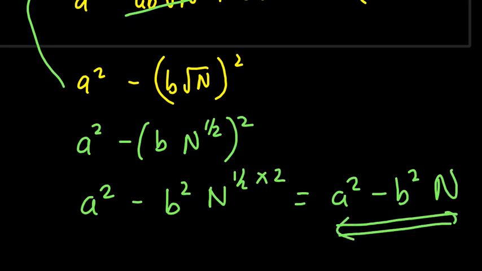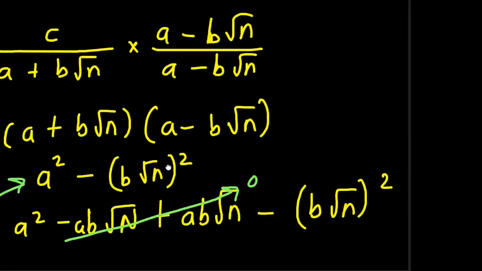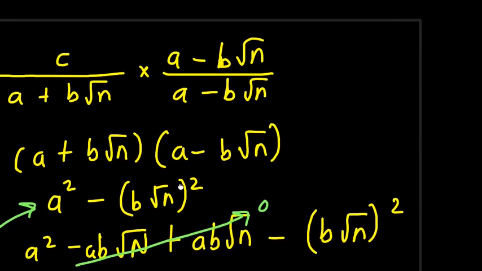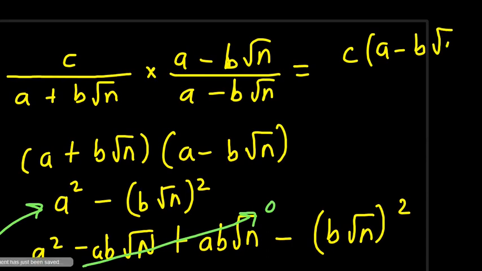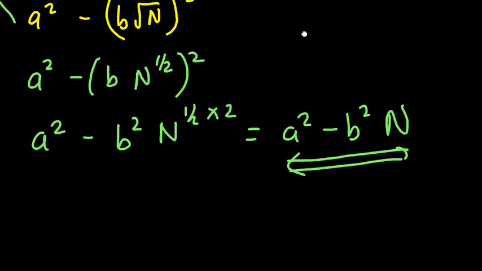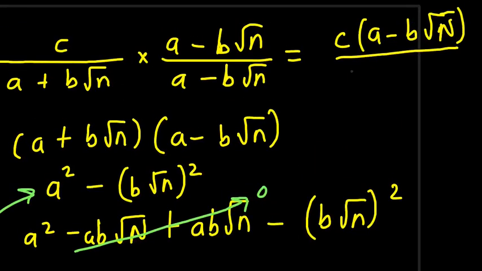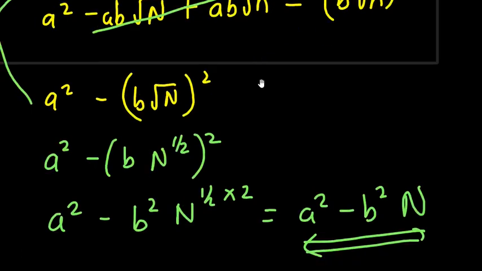Okay, so if we complete this, we are likely to get c, all in brackets, a minus b root n, all over, what did we get here? We get a squared minus b squared n, a squared minus b squared n. So that is just the difference of two squares.